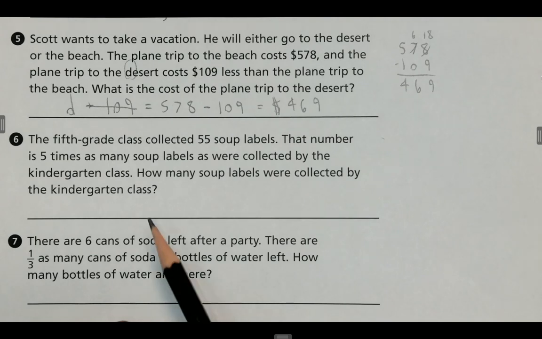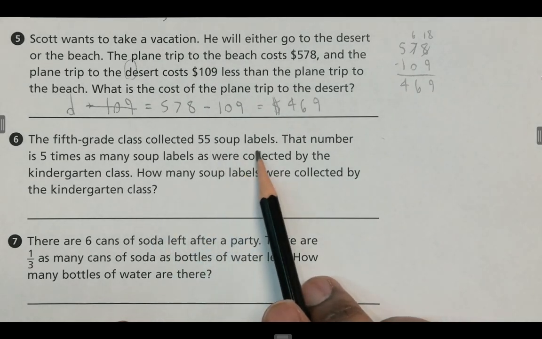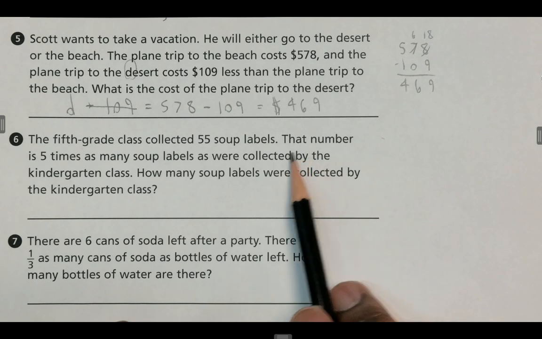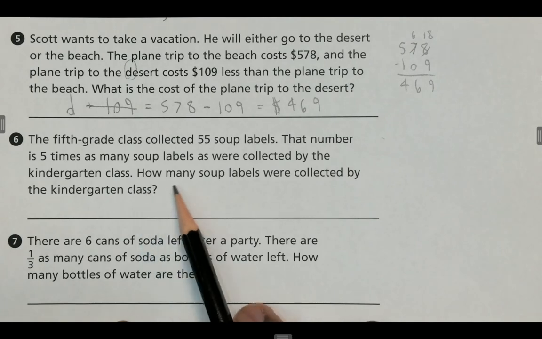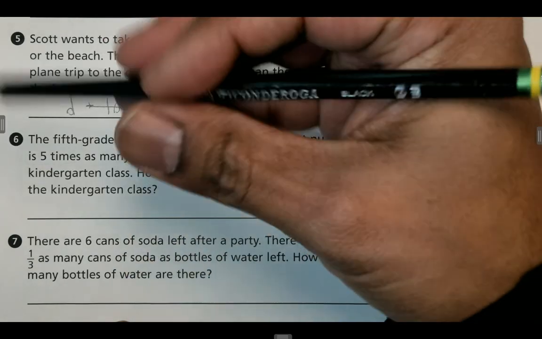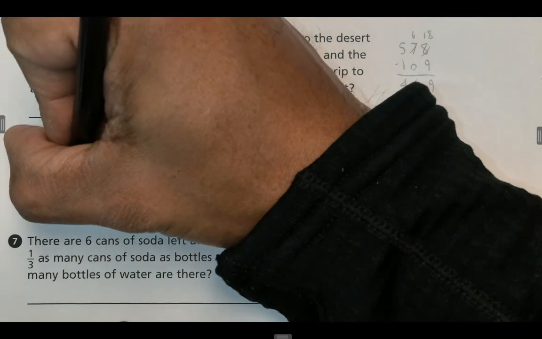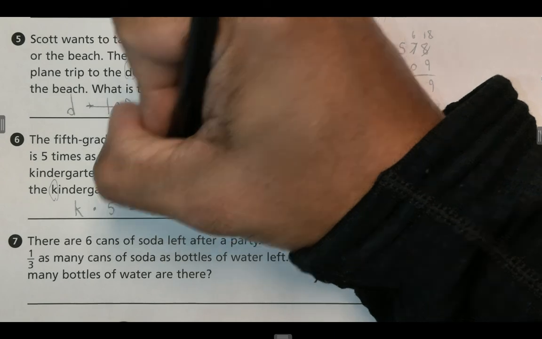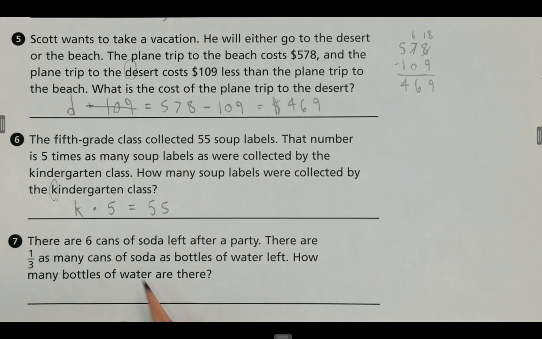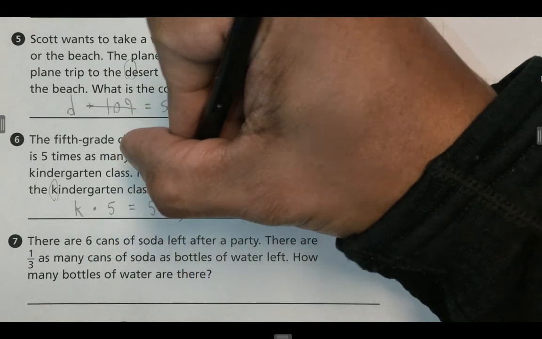Number 6. The 5th grade class collected 55 soup labels. That number is 5 times as many soup labels as were collected by the kindergarten class. How many soup labels were collected by the kindergarten class? Okay. Well, the amount the kindergartners did multiplied by 5 equals the amount the 5th graders did. Looking at the left-hand side of this equation, what adjustment do we need to make so that we're left with just K, which is what we're trying to solve for? If you said divide both sides by 5, you are correct.